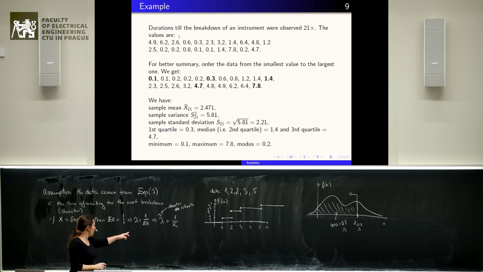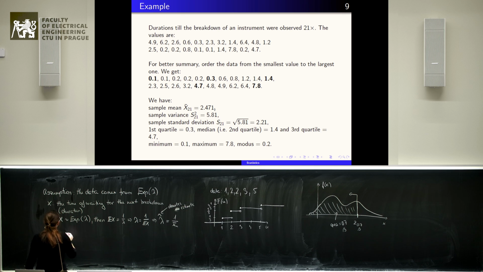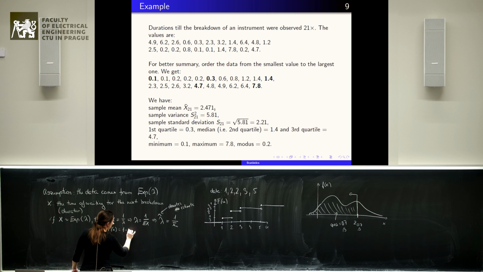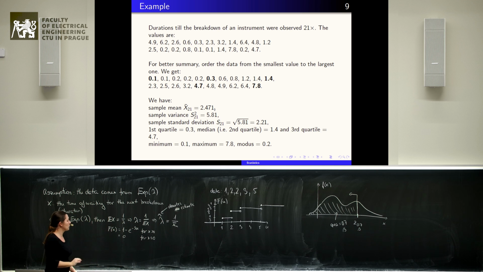In order to estimate this parameter, we need to calculate the sample mean from our data, so the realization of the sample mean. The average of these observed values is equal to 2.471. What does it mean? It means that the distribution function of a random variable with exponential distribution is 1 minus e to the power of minus lambda x for positive x, and it is equal to 0 for x less than or equal to 0.